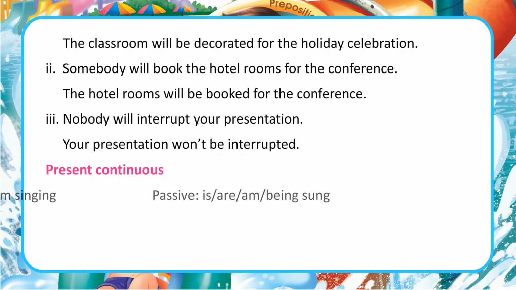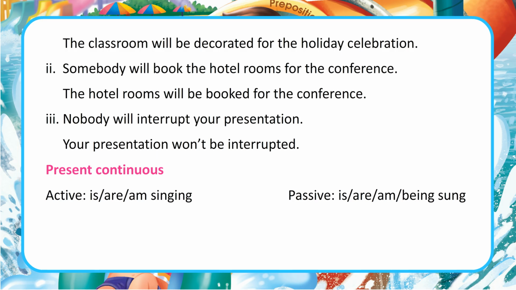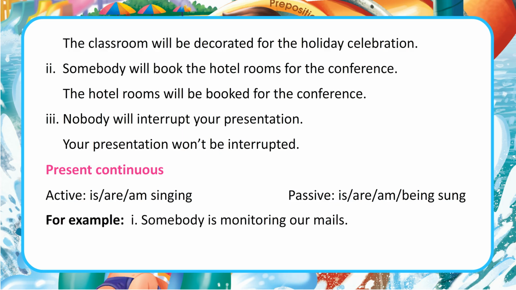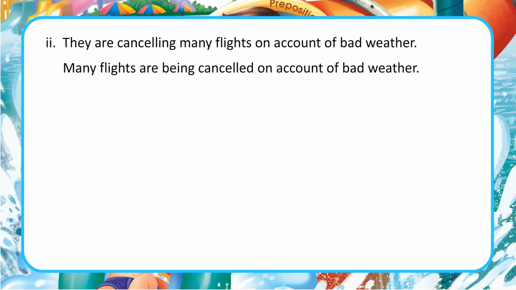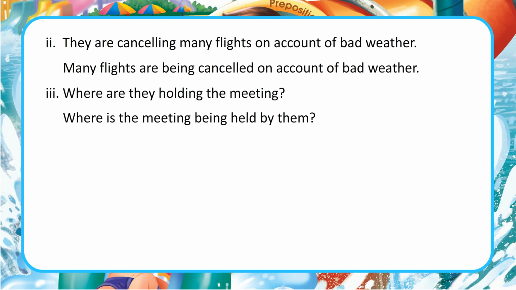Present continuous. Active, is/are/am singing. Passive, is/are/am being sung. For example, somebody is monitoring our mails. Our mails are being monitored. 2. They are cancelling many flights on account of bad weather. Many flights are being cancelled on account of bad weather. 3. Where are they holding the meeting? Where is the meeting being held by them?